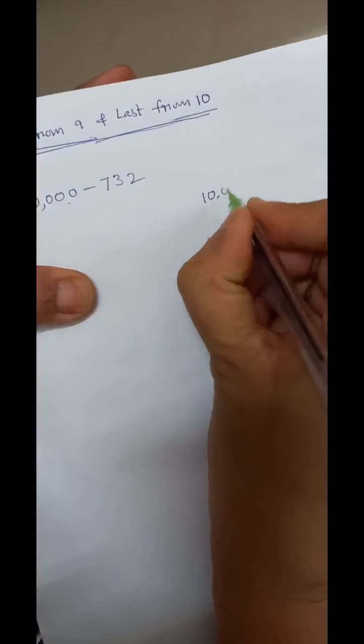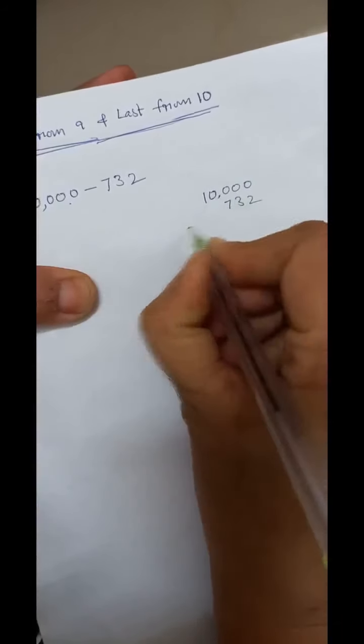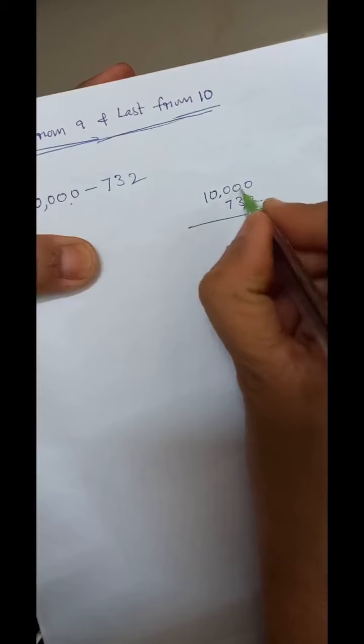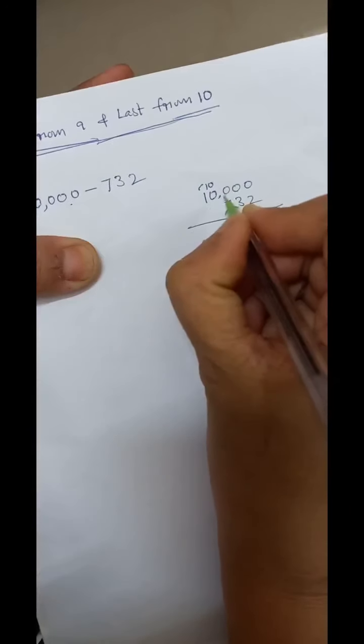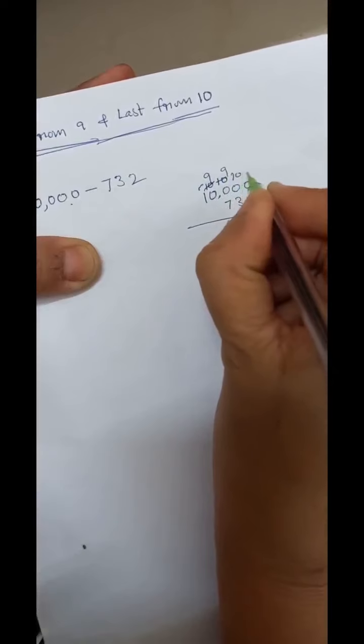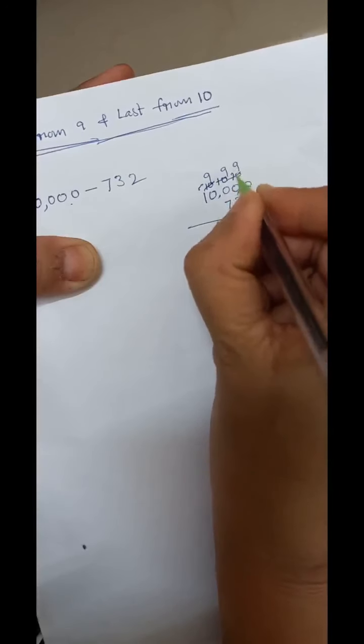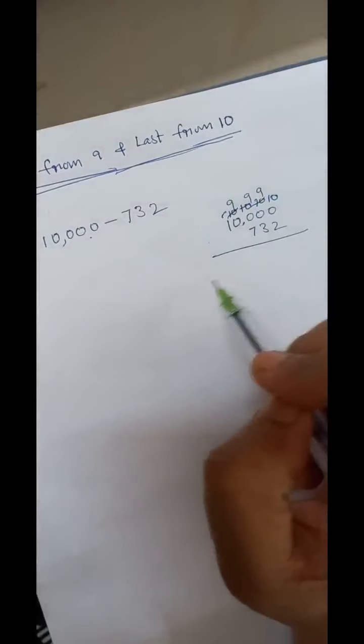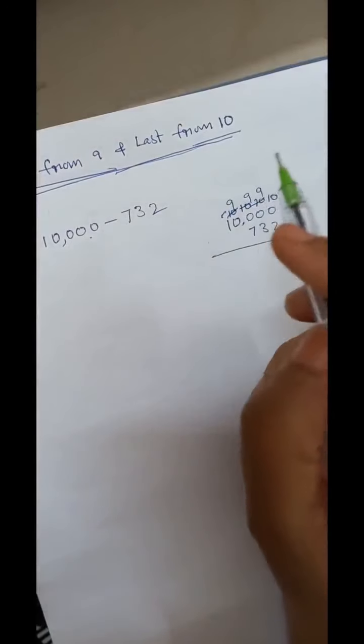How do we do it in the traditional method? 10,000 minus 732. We can't subtract 2 from 0. So we borrow, but we can't borrow from here, again we can't borrow from here, so we borrow 10 from here, make it 9 and borrow 10 here. Again 9, 10. Again cut this 10 and write 9 and borrow 10 here. It is too confusing to do subtraction in the traditional method. In such cases it is too confusing.